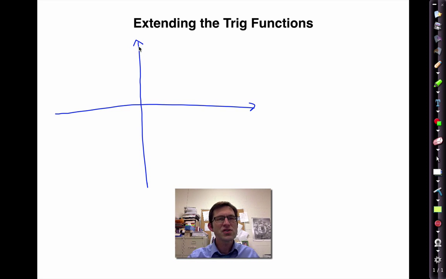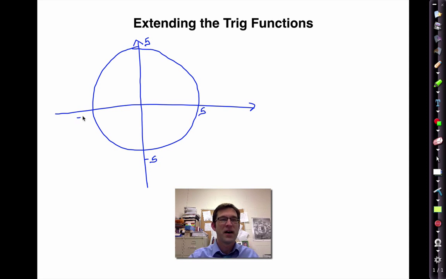In fact, let's actually take a circle. Let's take a circle that is absolutely beautiful. Let's take a circle whose radius is 5. Now, I do want to have the center of the circle at the origin, 0, 0.